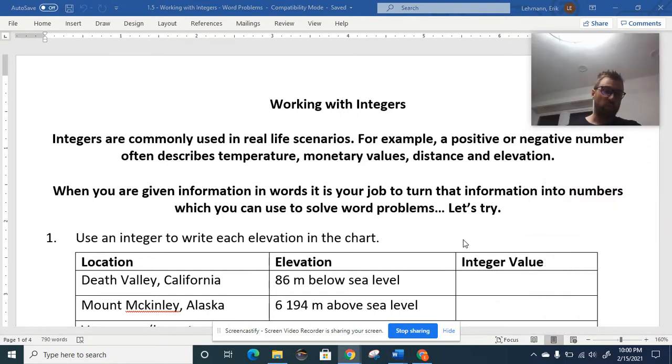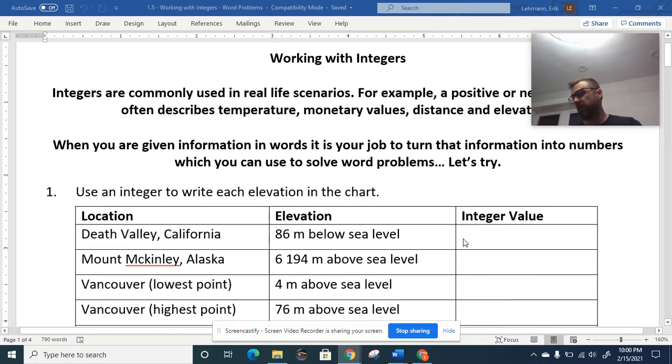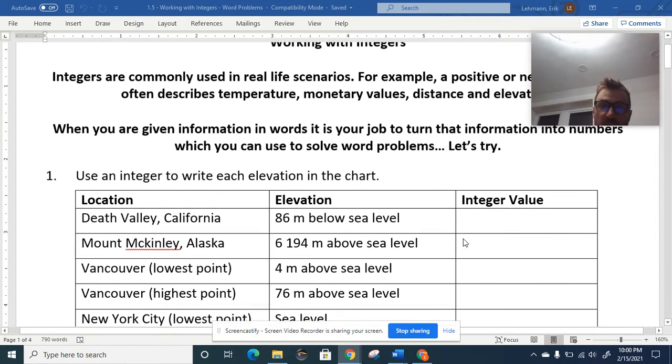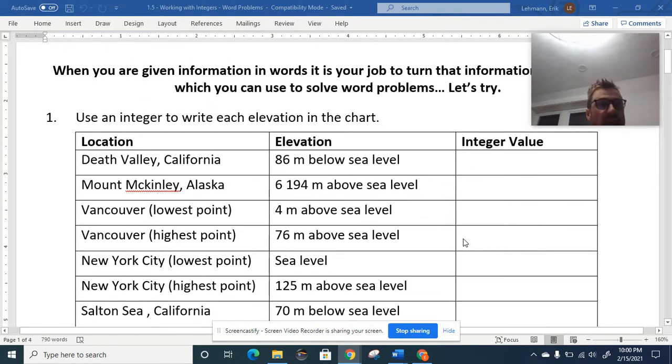So when we're talking about integers, remember we're talking about positive and negative numbers. And when you're given information in words, you've got to read the words and translate them into appropriate numbers. Looking at this chart here, I'm just going to do a couple for you. If we're talking about below sea level or above sea level, remember sea level is sort of our neutral. It's our 0 point. So everything is measured either below that or above that.